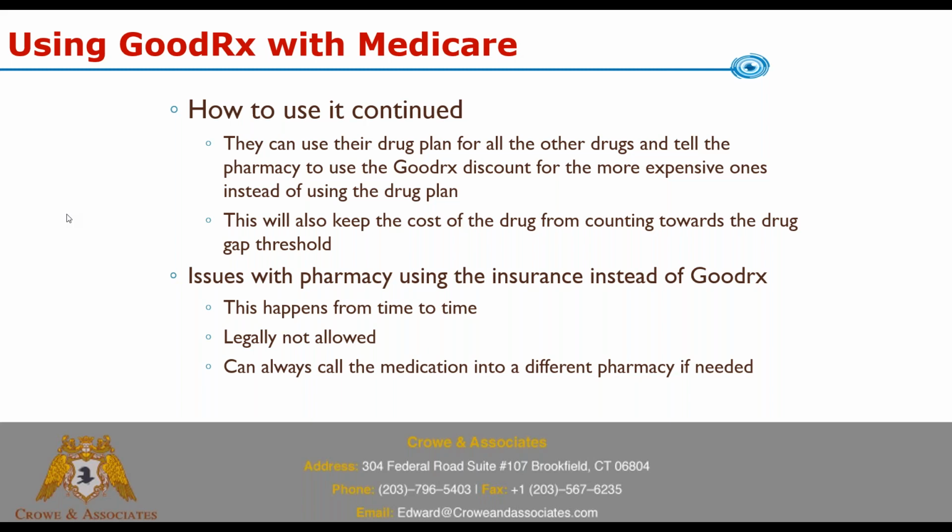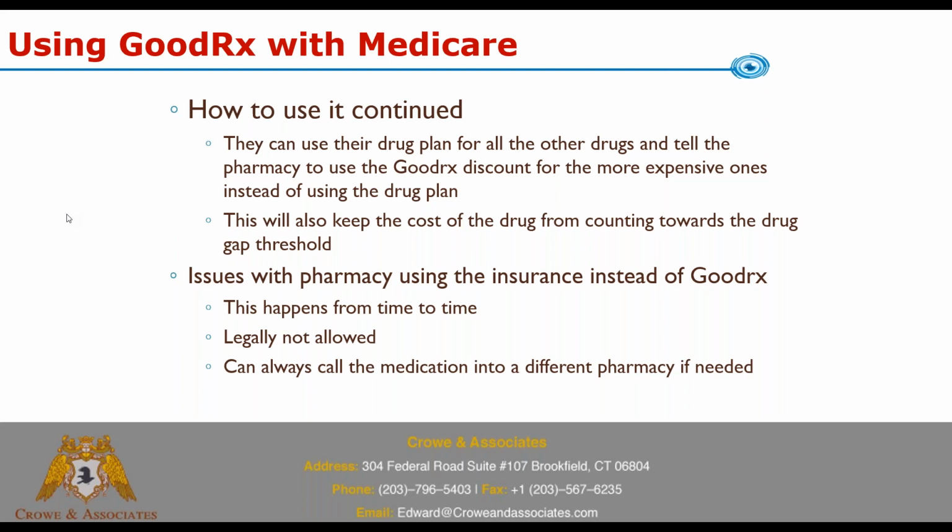The other fringe benefit here is that the drug they're filling through GoodRx, if you think about it, won't count towards the donut hole for them. So that expensive generic, or maybe they've got 2 of them, it's cheaper, they're filling them through GoodRx and not their plan, then that amount doesn't count towards the drug gap for them, so it'll keep them out of the donut hole longer as well.